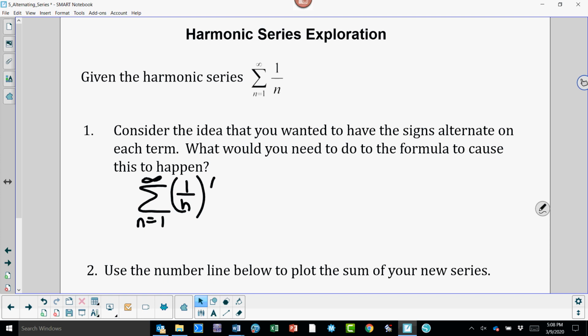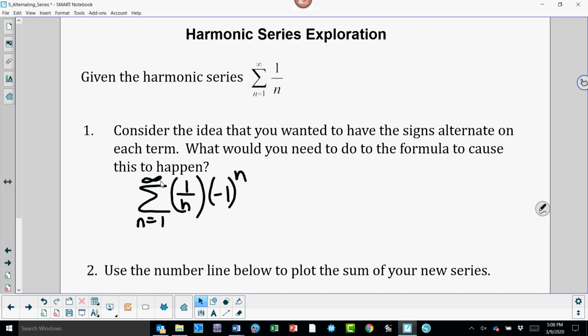Well, we know it would have to have something to do with -1, but we can't just keep multiplying by -1 every time, because then you're just going to get negative terms. If I take 1 over n and take it times -1, I'm just going to keep getting negative. Sometimes I want it to be positive, sometimes I want it to be negative. So that means we want to put an exponent there. And I call this the alternator.